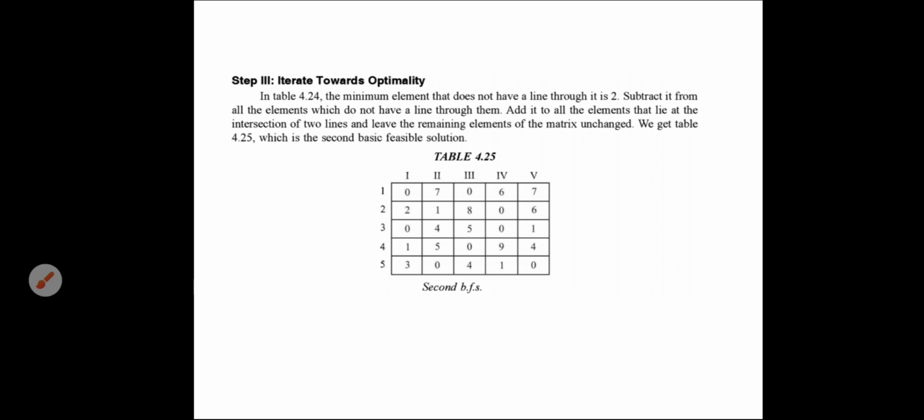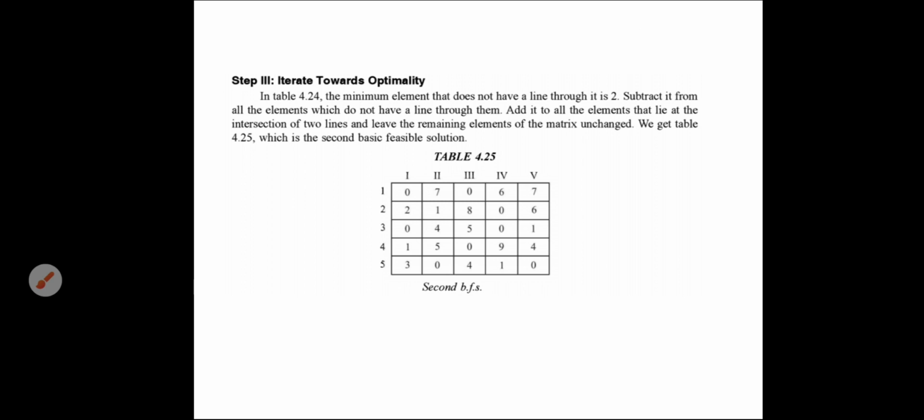But is it an optimal solution? How to check? We don't know. You check whether each row consists of 0, yes, and each column consists of 0. Okay, now let us check.